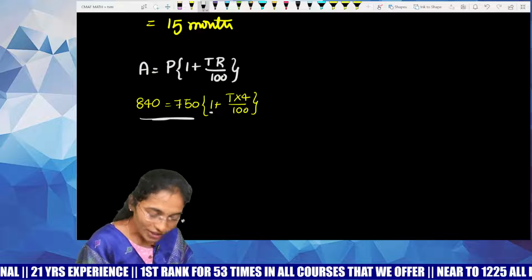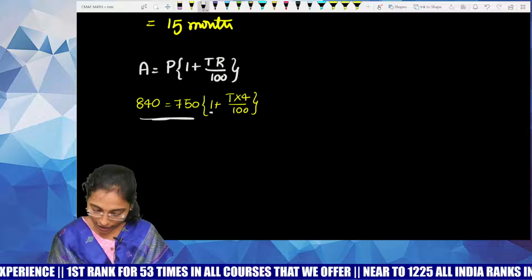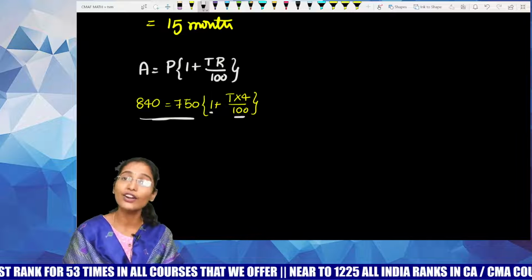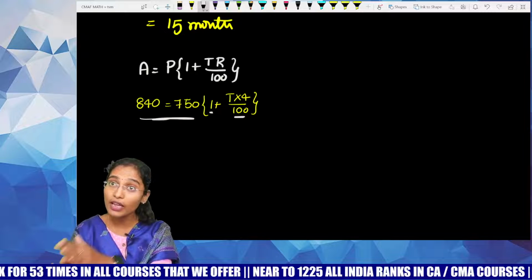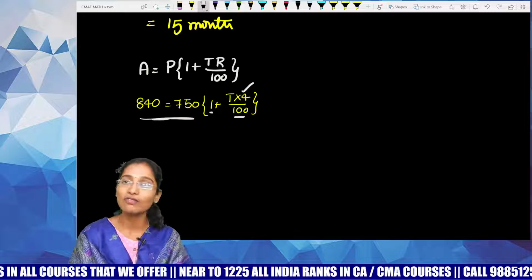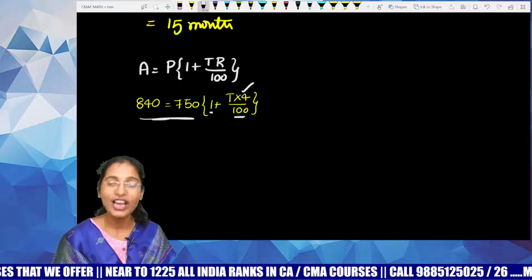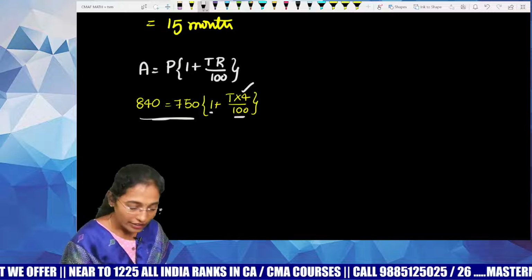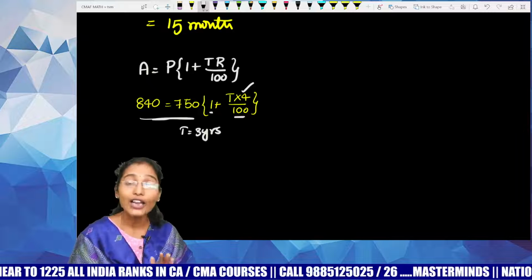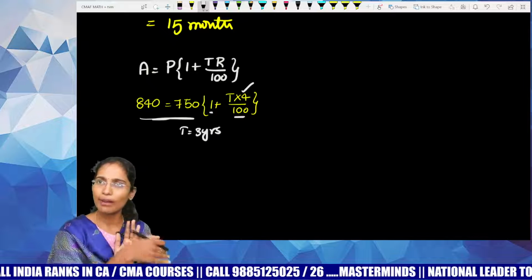Now you have to take this to the left side. Plus 1 comes to the left side, it becomes minus 1. Got it? Now you have to take this 100 to the left side. If this divided by 100 comes to the left side, it becomes into 100. Now take the into 4 to the left side, it becomes divided by 4. There is your answer. What's your answer? 3. So what is your time duration, guys? 3 years.